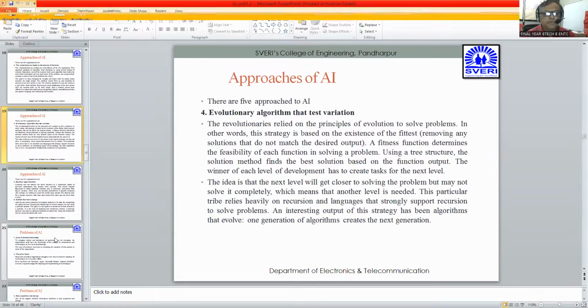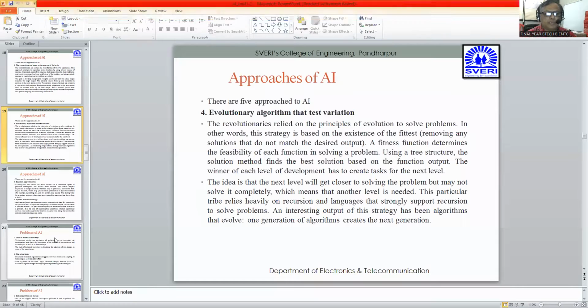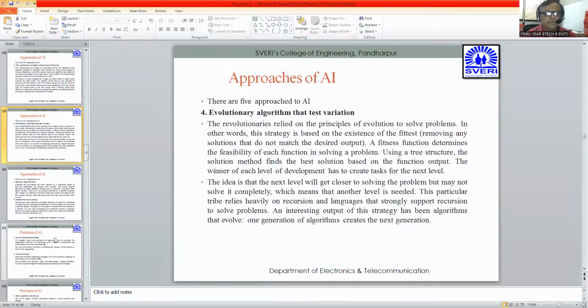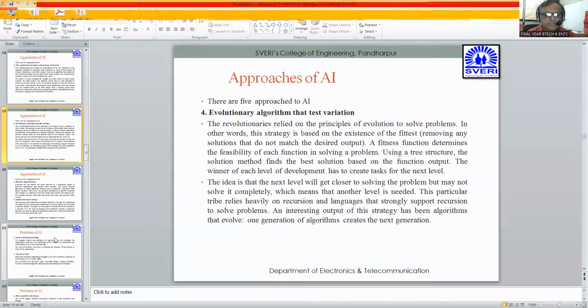So how it is going to test, we are going to see in this approach. The evolutionary approach relies on the principles of evolution to solve problems. In other words, this strategy is based on survival of the fittest, that is, removing any solution that does not match the desired output.